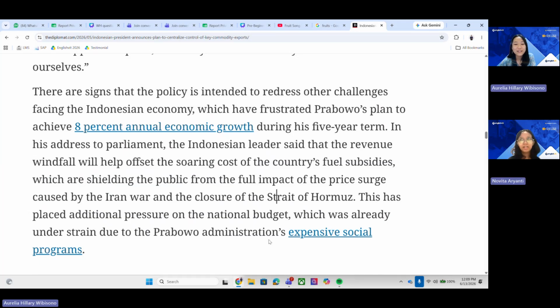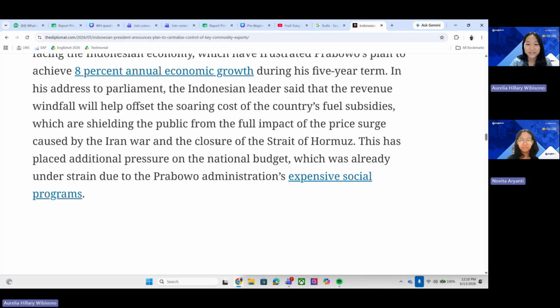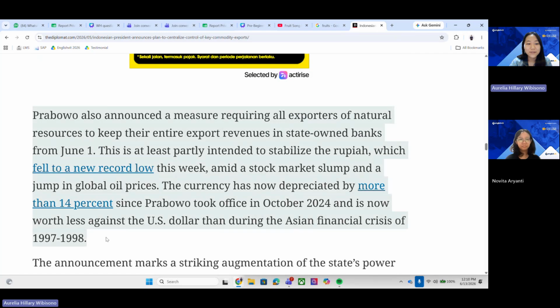Please let me know why the fuel subsidies are becoming expensive based on this passage. From what I read, this is related to the Iran war that is still happening until now, and basically the main gate of fuel transportation around the world is the Strait of Hormuz. So when it's closed, it will impact all the fuel distribution across the world. That's why it gets really expensive. Okay, that's great.